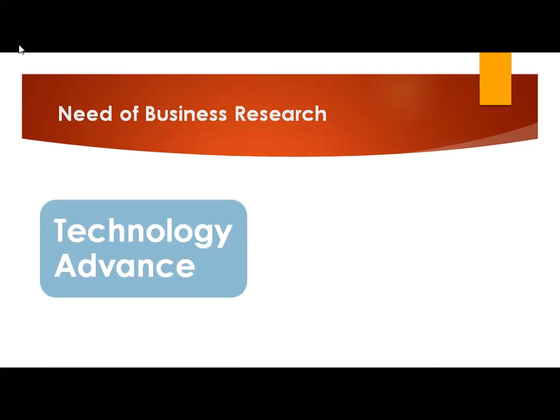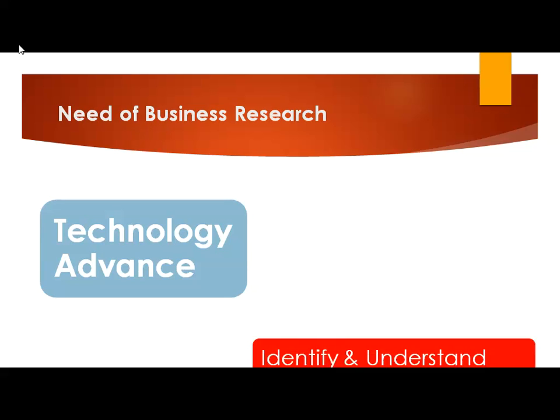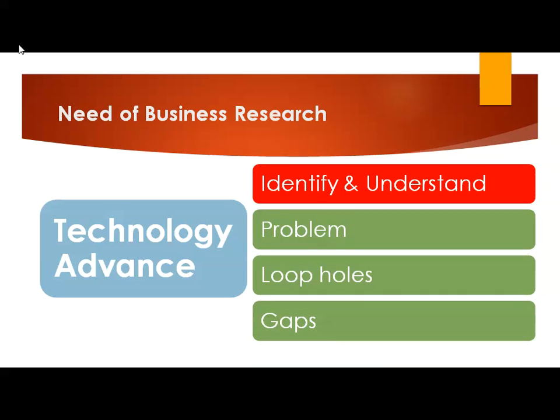Next is technology advance. Business research helps the organizations to apply technological advancement in the process. Existing problems and loopholes are identified, and research can be conducted. So with technological advance, problems can be identified, loopholes can be eliminated, and gaps can be fulfilled. So these are various needs of business research.